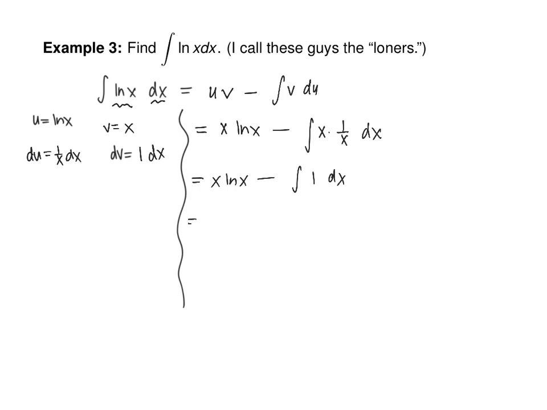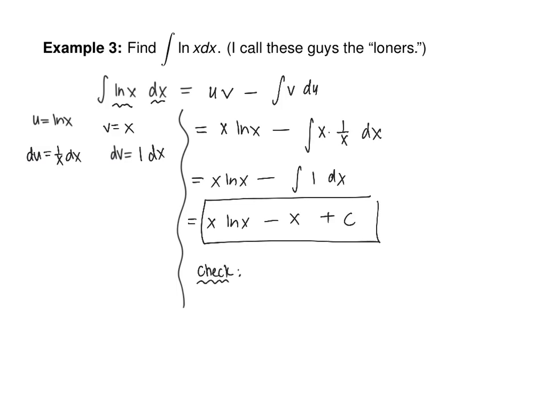Well, that's easy. The integral of 1 is just x. x ln x minus x plus c. That is the antiderivative of natural log of x. And this one, let's just check. Maybe you won't believe me, but how you would check, you'd say, well, if I take the derivative of my answer, I should get back natural log. And the plus c doesn't matter, so I'm just going to leave it alone.